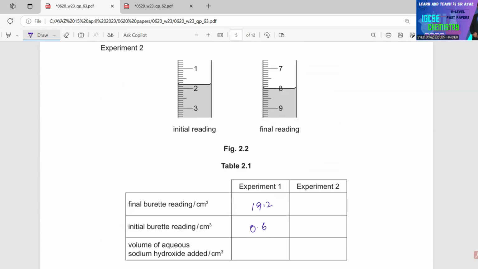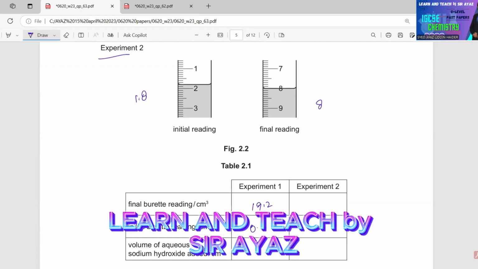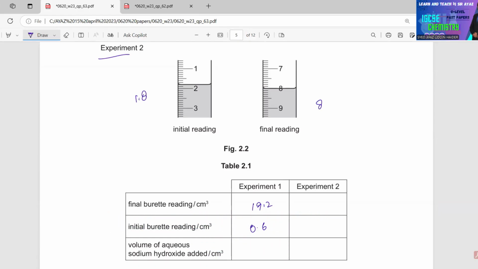Fine. So experiment 2, initial reading, it is 1.8. What about the final reading? It's exactly 8. So for experiment 2, you have 8 as the final reading and 1.8 as the initial reading.